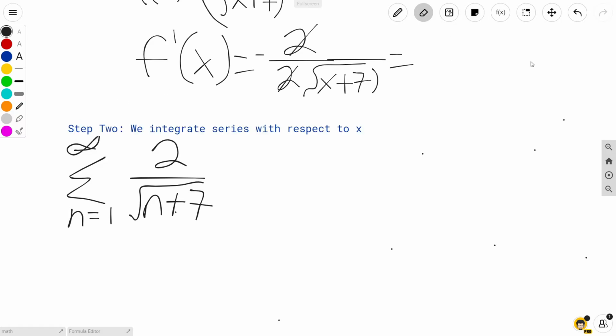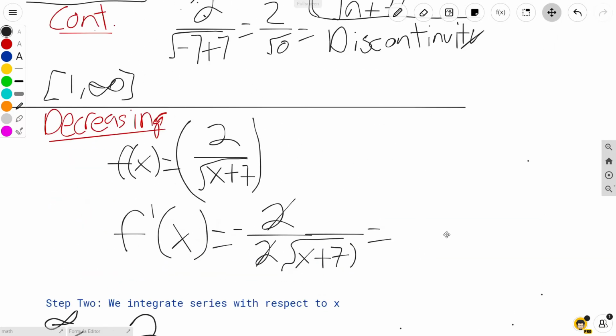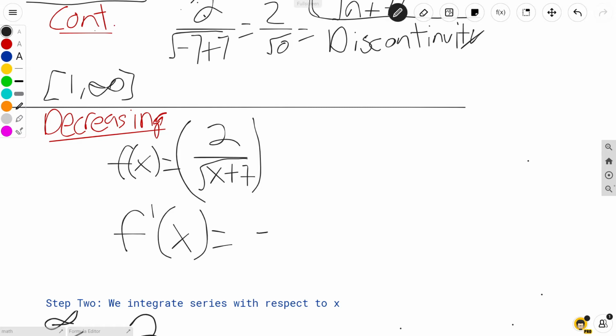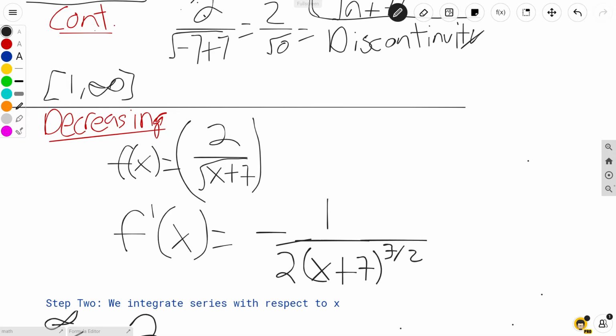it turns out that I caught my mistake. So right here, the derivative of this function is actually not negative 2 divided by 2. It's close, but I guess I was jumping a little bit too fast. So the derivative of this function is actually negative 2, or sorry, negative 1 divided by x plus 7, let me include that 2 in there, to the 3/2. So that's the actual derivative.